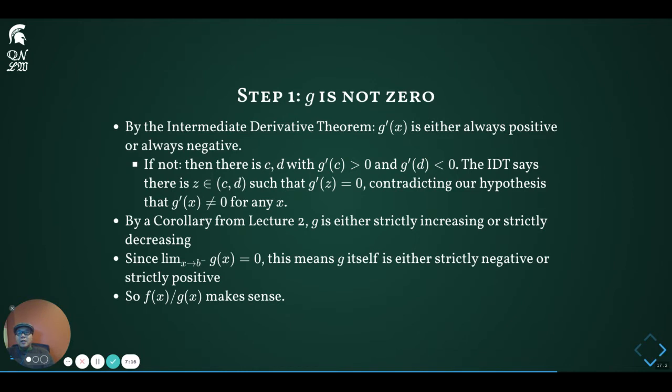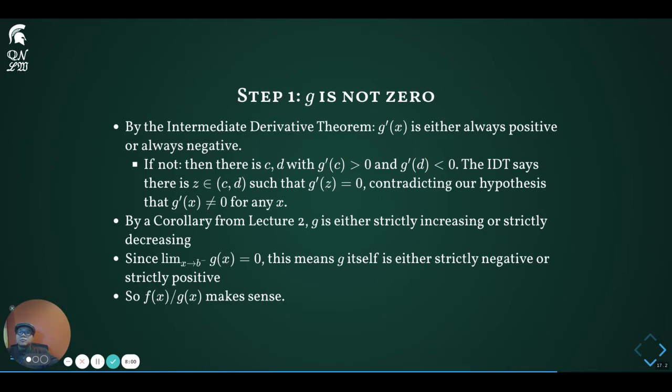First, we notice that an application of the intermediate derivative theorem tells us that, having assumed g prime is non-zero, we can conclude that g prime is either always positive or always negative. Why is this the case? Because if g prime, the derivative, were positive somewhere and negative somewhere else, then the intermediate derivative theorem would tell us that since 0 is a value between any positive and any negative number, at some intermediate point the derivative of g must vanish. But we have already assumed that g prime is never 0.